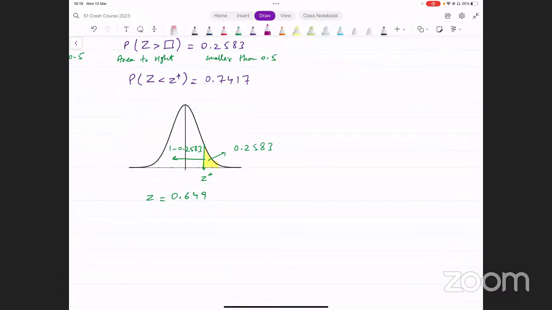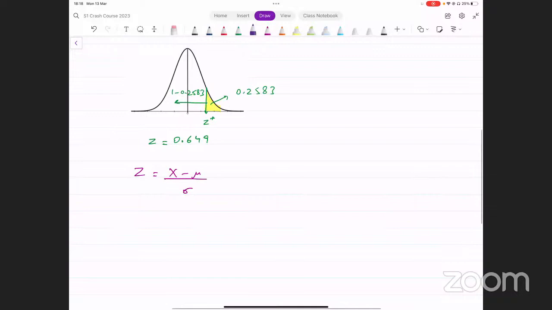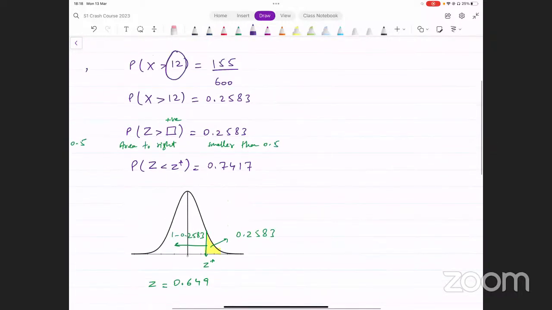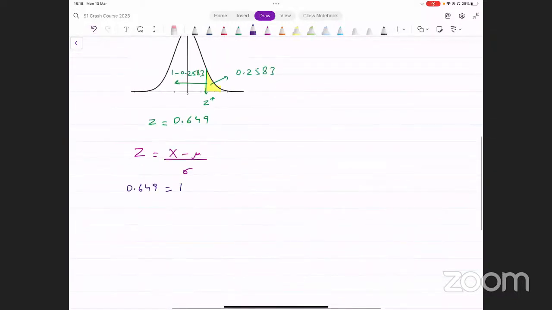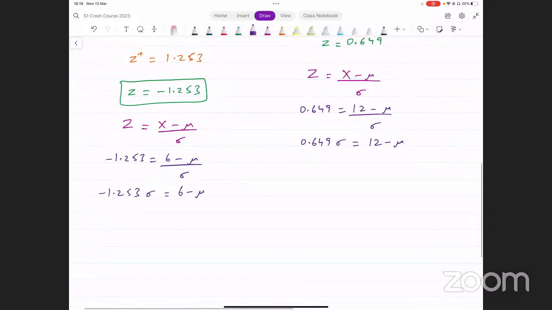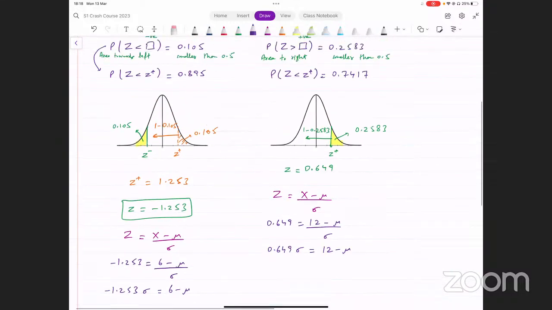We input this in the formula. The formula is z equals x minus mu over sigma. Just input values in this, and that will give you the result. So that's 0.649 equal to the corresponding value for x, which is 12. So that's 12 minus mu over sigma. And this gives us 0.649 sigma equal to 12 minus mu. You have two equations now. You can solve them simultaneously to find the values for mu and sigma. All right, so that's what we had to do here.